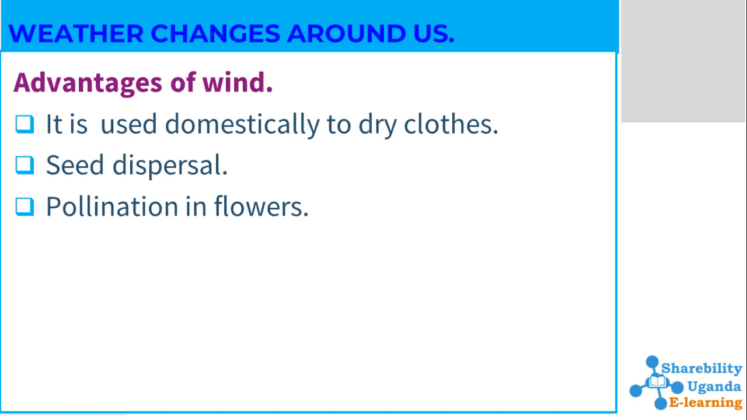Advantages of wind. Wind is used domestically to dry clothes. You see in some areas, or at times where the sun is not shining well and the wind is blowing, it can be used to dry our clothes. Wind is used for seed dispersal, and also it acts as a pollination agent. It helps very much in self-pollination of flowers in flowering plants.